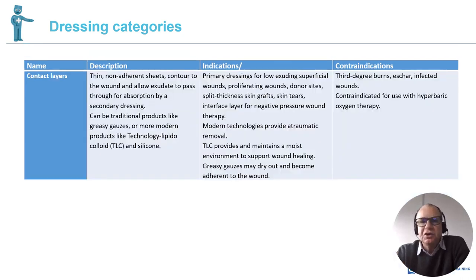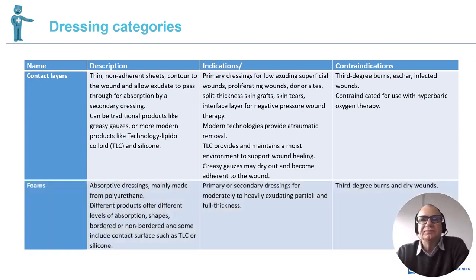Contact layers, these are non-adherent. Make sure that you are using non-adherent layers, not low-adherent dressings that can be left in place. The two most common ones which are used nowadays are either the TLC technologies or the silicone. The difference is that the silicone is just a non-adherent layer, while the TLC layers can be used to promote healing as well. Foam dressings are basically dressings that we use to wick up the exudate. They don't do anything else.